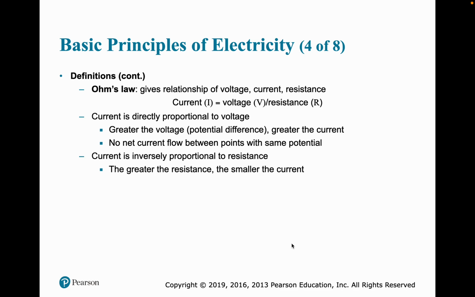The law in physics that covers this is called Ohm's law. It gives a relationship. Current is equal to the voltage divided by the resistance, which means that current is going to be directly proportional to the voltage. The more voltage you have, the more potential, the greater the current you can get. There's no net flow between 2 points with the same potential. And on the other hand, current is inversely related to the resistance. So the greater the resistance, the harder it is to get flow, the smaller the current will be.